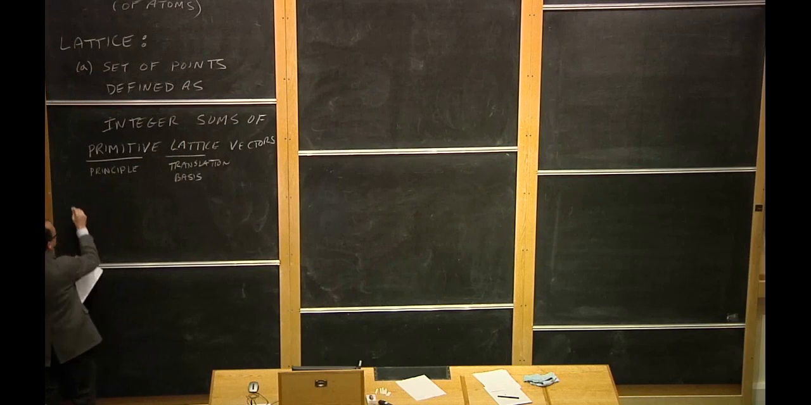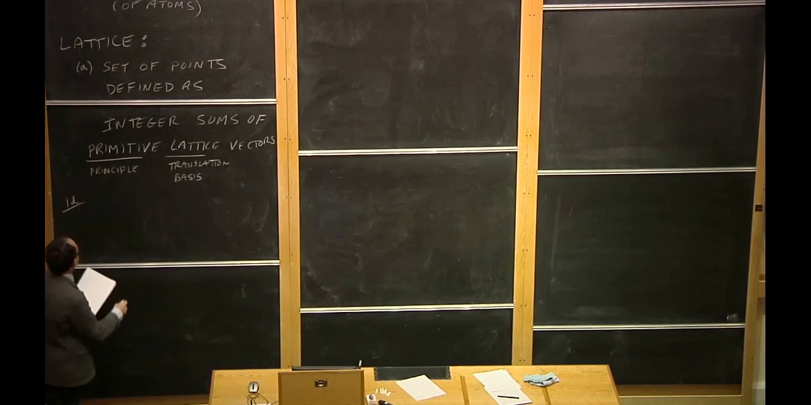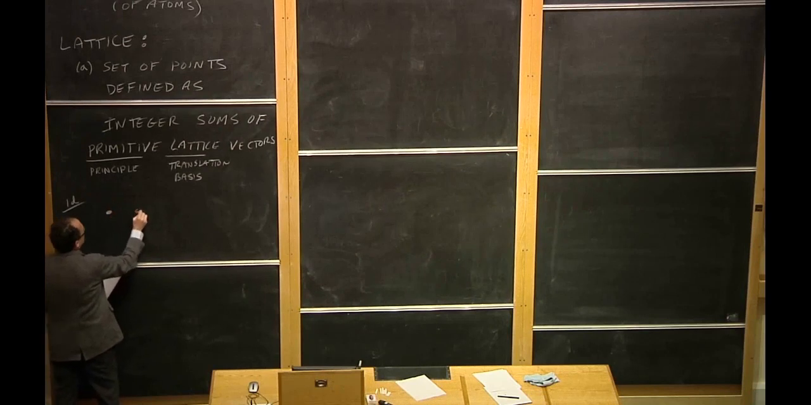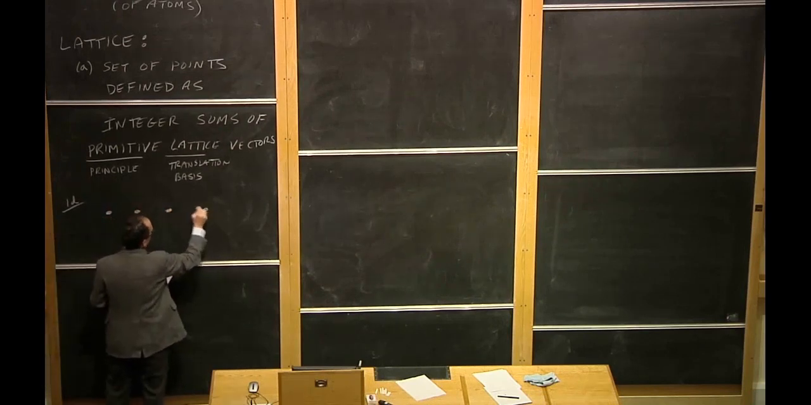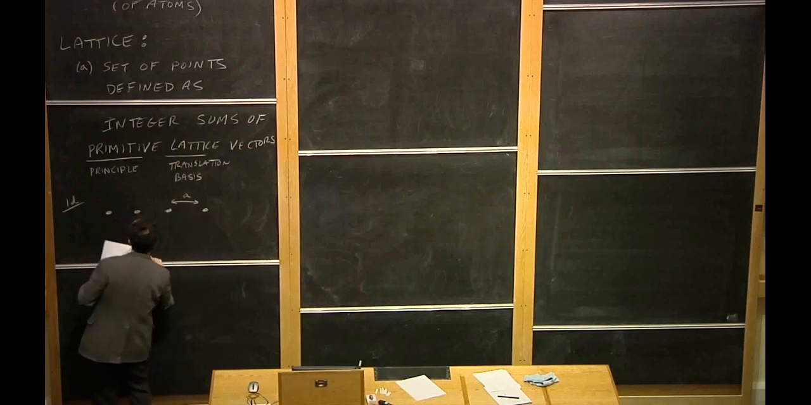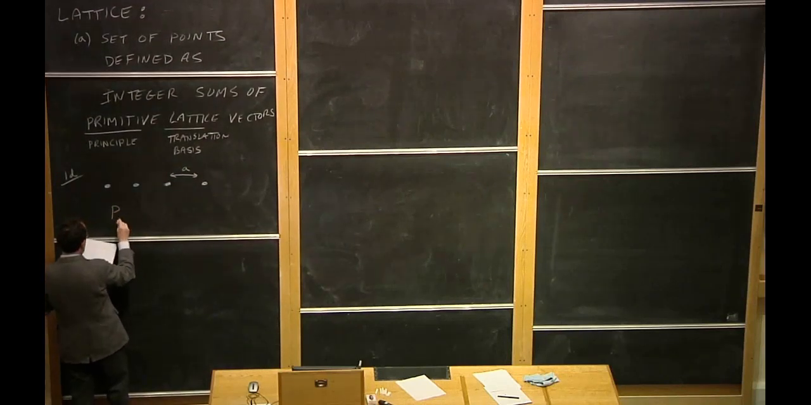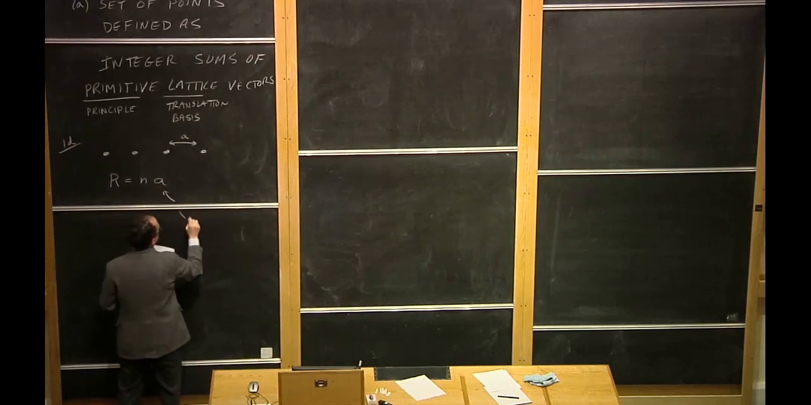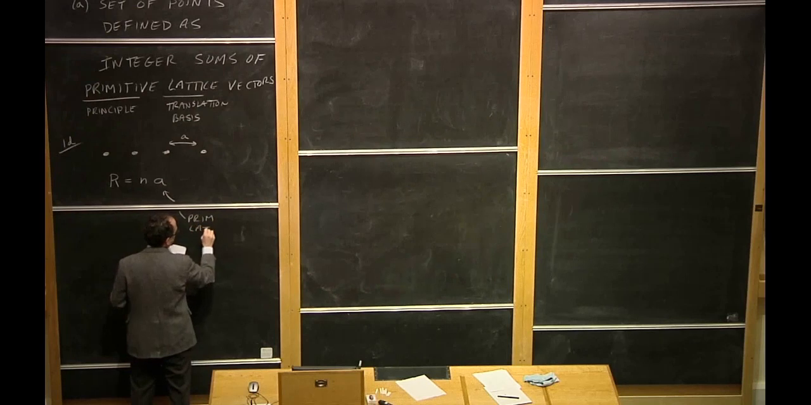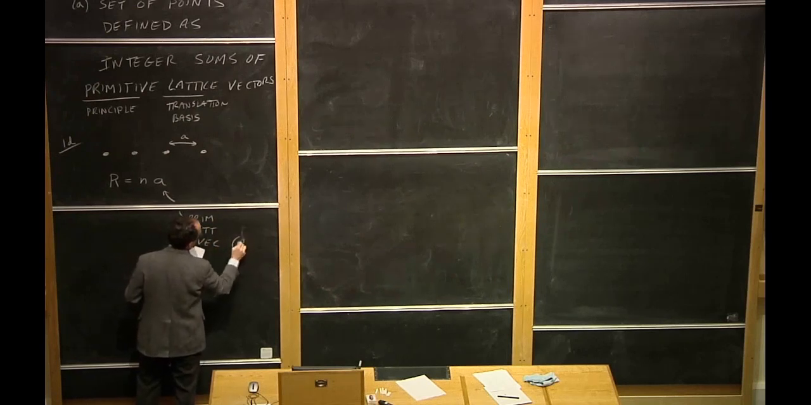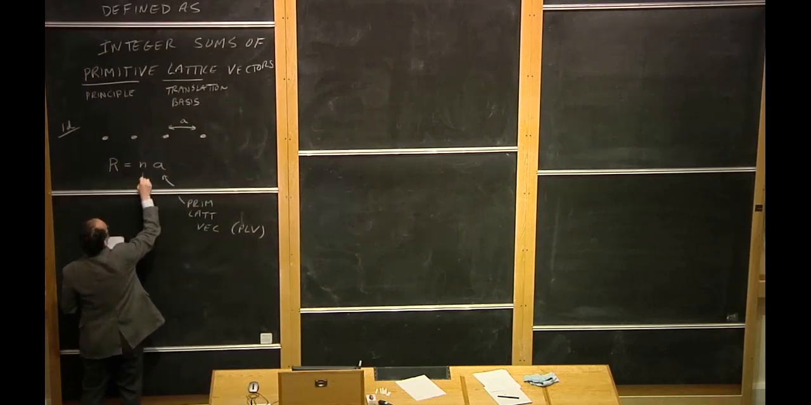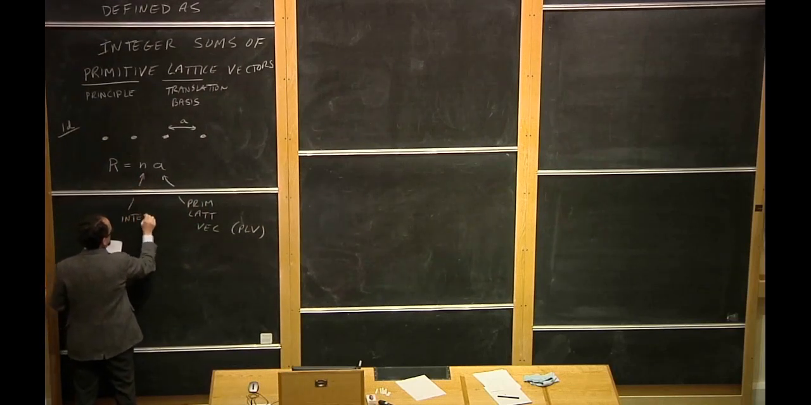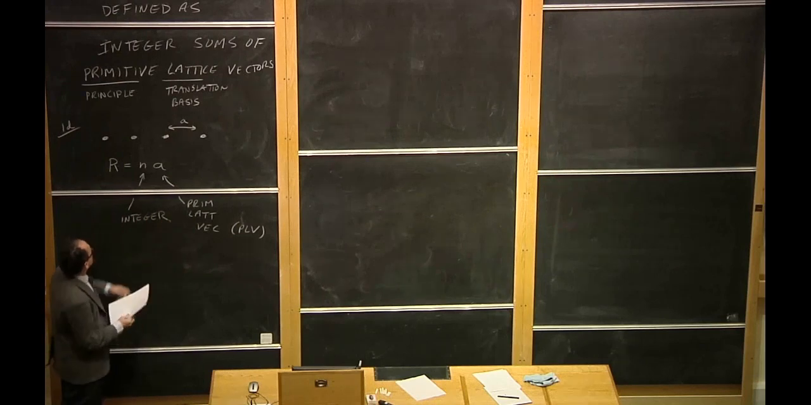Okay, so let me give examples of what these lattices are. So we did this in 1D. You have a bunch of points lined up in 1D with a distance a between them. So then we can write the positions r of the points in the lattice as n, an integer, times a. A here is the primitive lattice vector, and I'll frequently call that PLV. And then n is an integer. So this is something we've seen before. We have integer times primitive lattice vector gives us the points in the lattice.